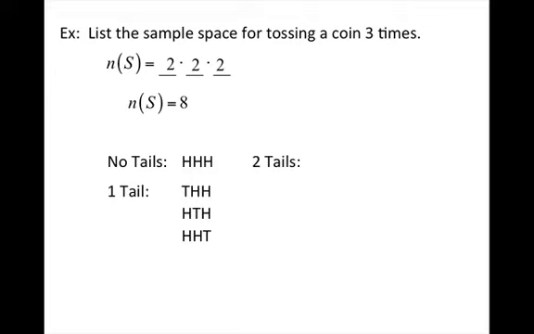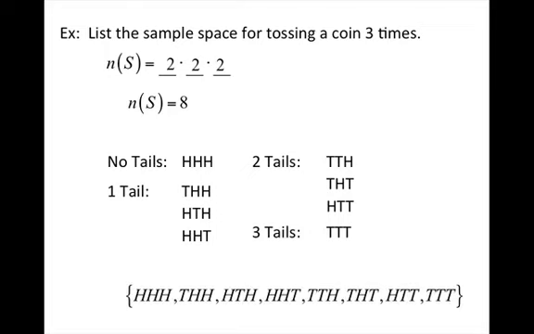Then I could have 2 tails. Well, if I have 2 tails, that only leaves me 1 coin to come up heads. So that one time I toss heads could be last, it could be second, or it could be my first toss. And the order you list these in does not matter. And then finally, all 3 coins could come up tails. So this gives me my 8 options, or my 8 possible outcomes from my sample space.